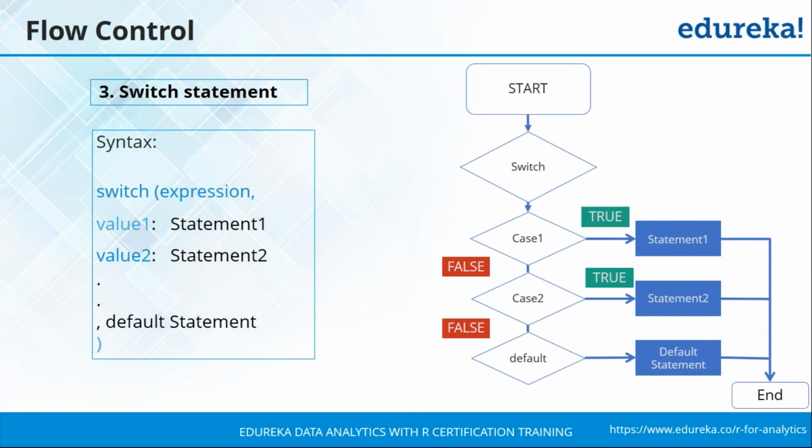Alright. Now the third kind of flow control statement is the switch case statement. So switch case is basically used to compare a certain expression to a known value. That is, you're already aware what value that variable can take, and based on that what has to be done.